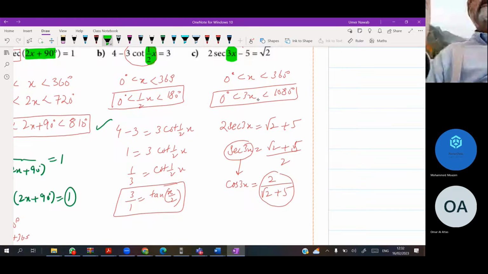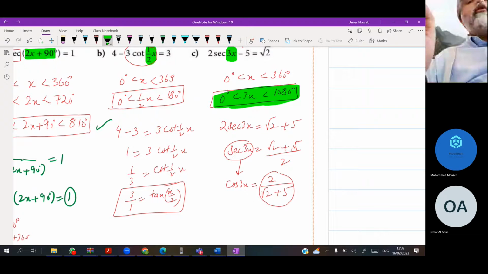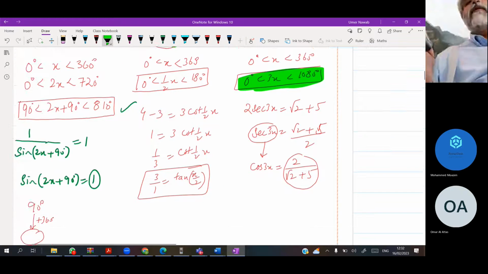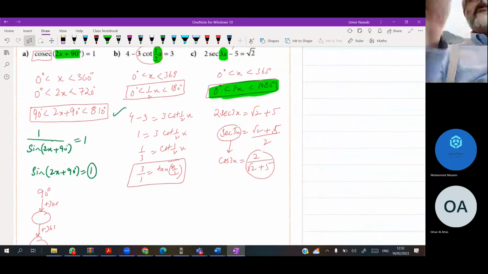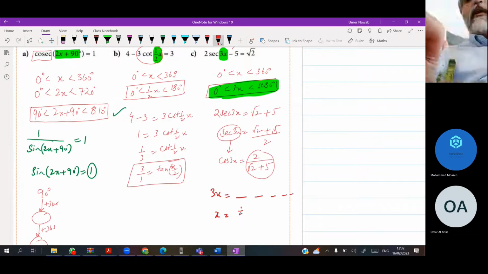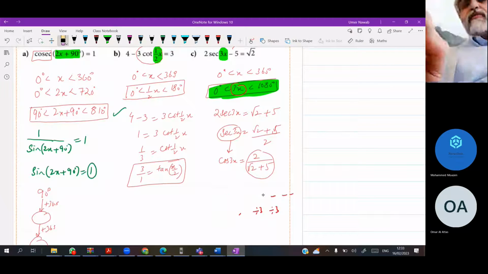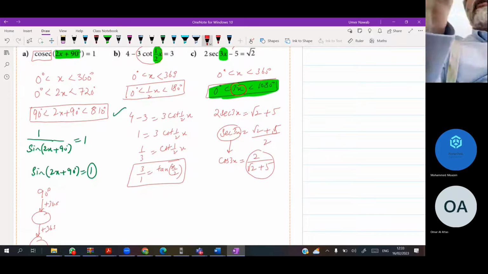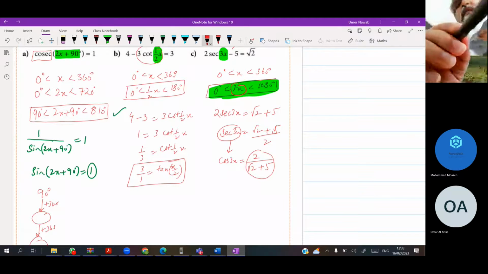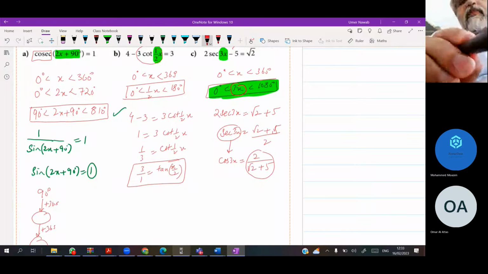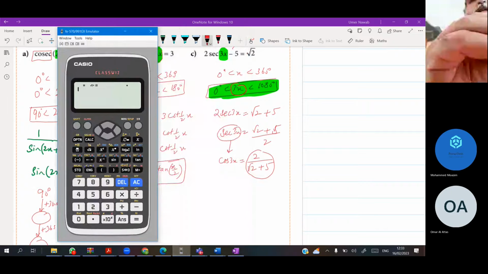Don't forget, in the given domain, when you get your answers, you need to get all possible answers within the domain. And the moment you get your final answers, all answers will be equal to 3x, and then you have to divide every answer by 3. Can I use the calculator? Cosine 3x equals 2 over square root of 2 plus 5. You can use it, but the way I have taught you, you need to write all possible answers from 0 to 1080. You understand my point? 1080.